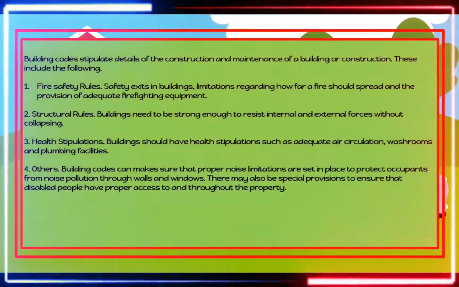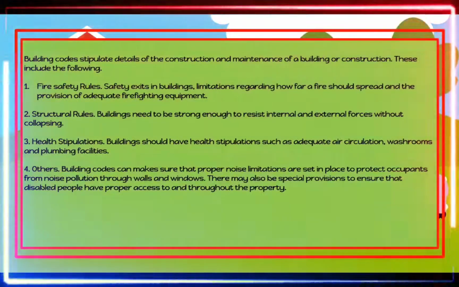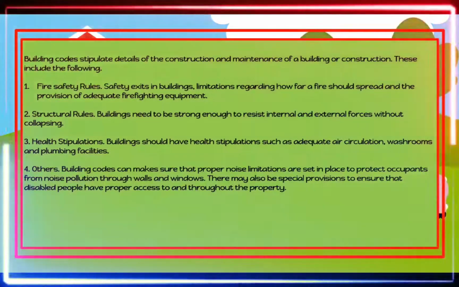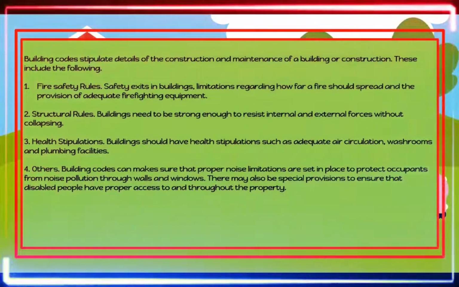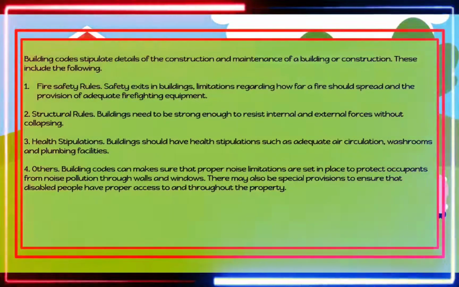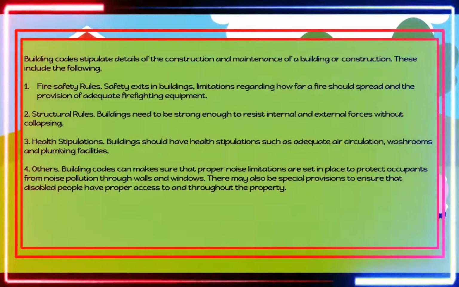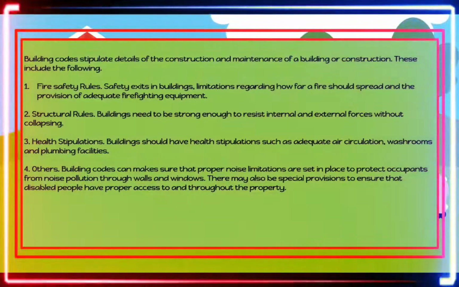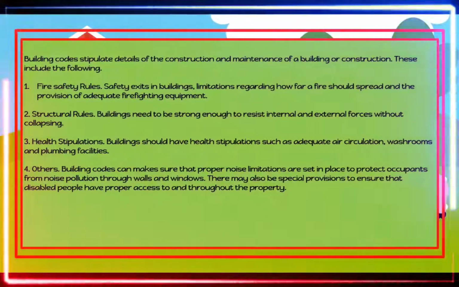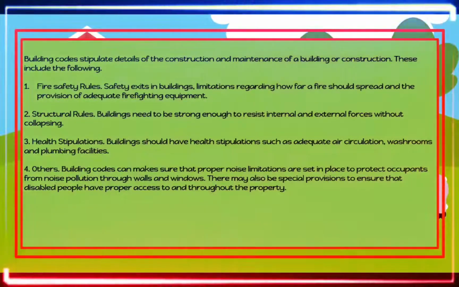3. Health stipulations. Buildings should have health stipulations such as adequate air circulation, washrooms, and plumbing facilities. 4. Others. Building codes can make sure that the proper noise limitations are set in place to protect occupants from noise pollution through walls and windows. There may also be special provisions to ensure that disabled people have proper access to and throughout the property. Anyone who builds this construction and fails to adhere to the proper building codes is liable to very severe penalties.